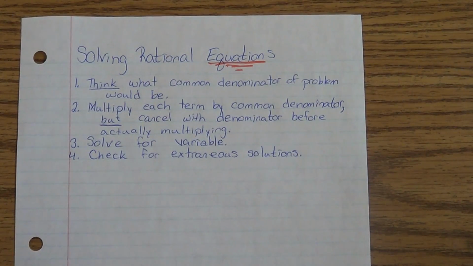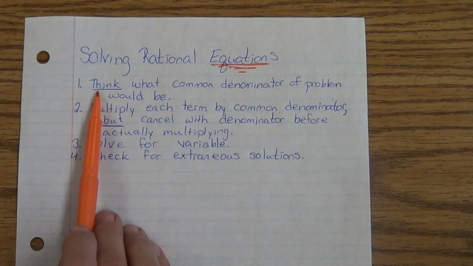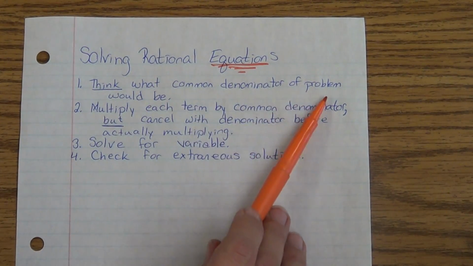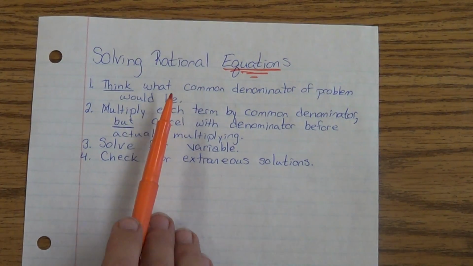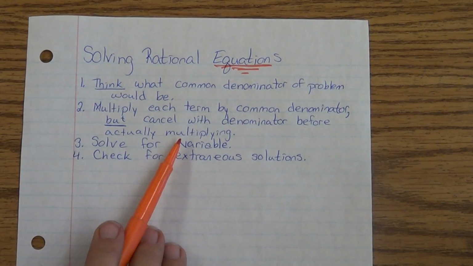Okay, so here are your steps. So let's take those slow and let you write them down. Step number 1 is think, not do, just think, what your common denominator of the whole problem would be. So you look at every fraction. If you were going to make them all common denominators, what would your common denominator be?